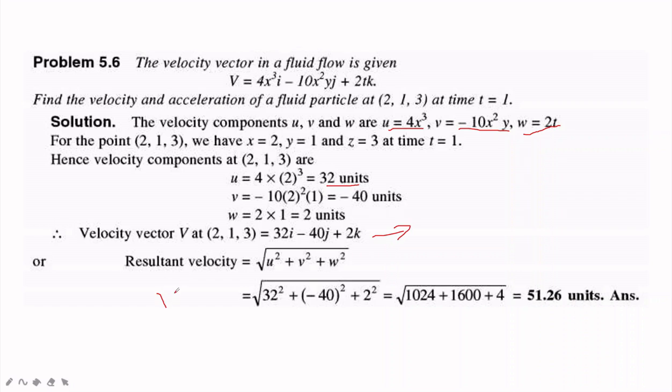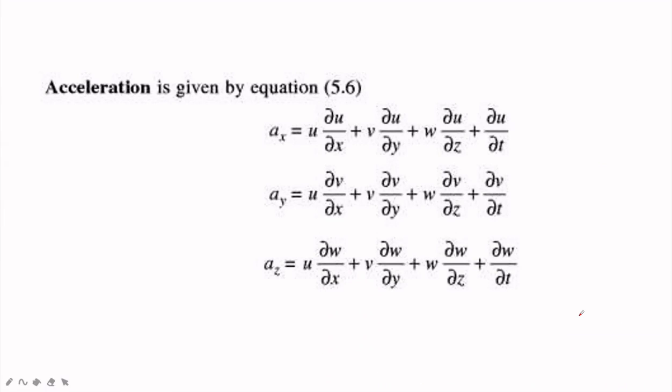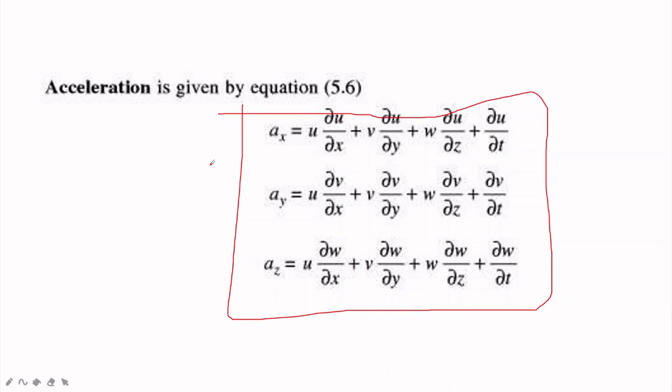If we want the resultant velocity, it is the square root of u square plus v square plus w square, right? So the velocity is 51.26 units. By directly comparing with the velocity vector equation, we find the value of the resultant velocity. Easy, no? Then for acceleration, we have to consider the same equation, that is ax equal to u into dou u by dou x. So for this equation, we have to compare and write each and every value. You just have to remember this.